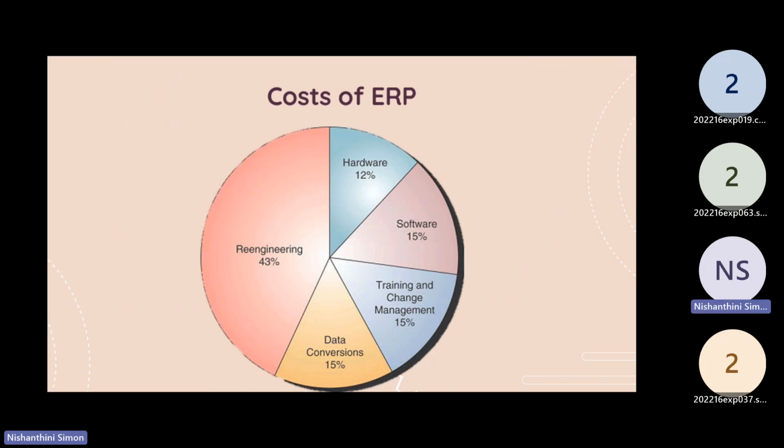Then another 15% we have to spend on training and change management. It's also important. A new system is there, but whether we know how to use it, whether we are using it efficiently and properly, so the proper training and change management also need to be done. That is also a considerable amount. So yes, another 15%. And then data conversion.